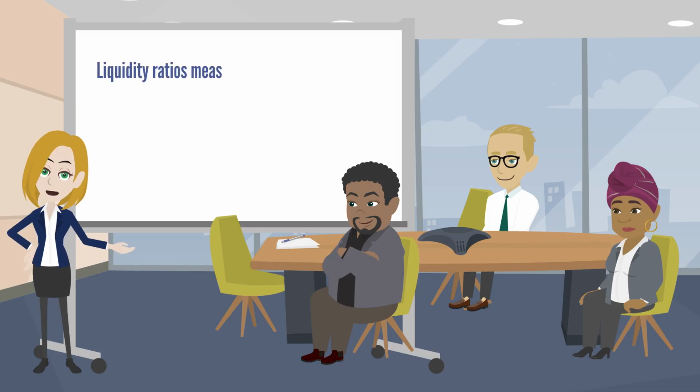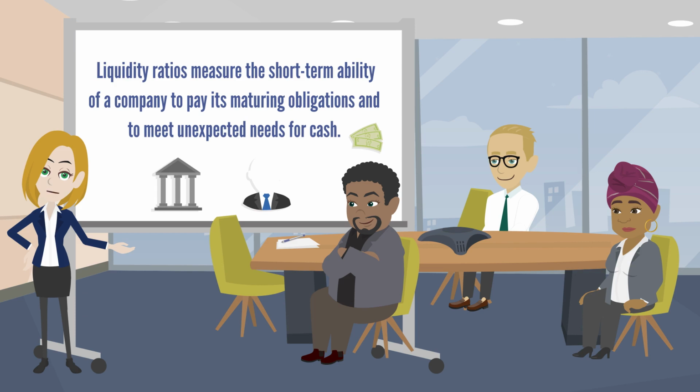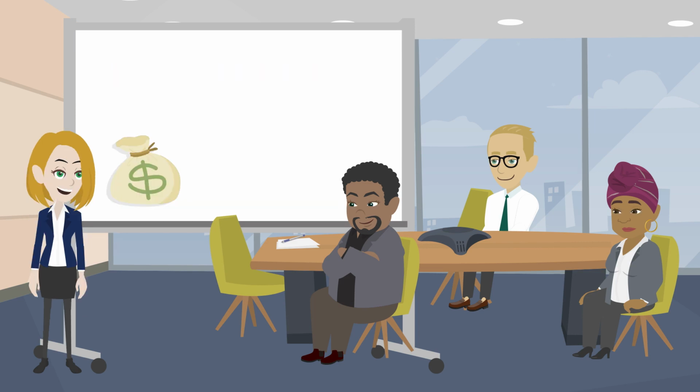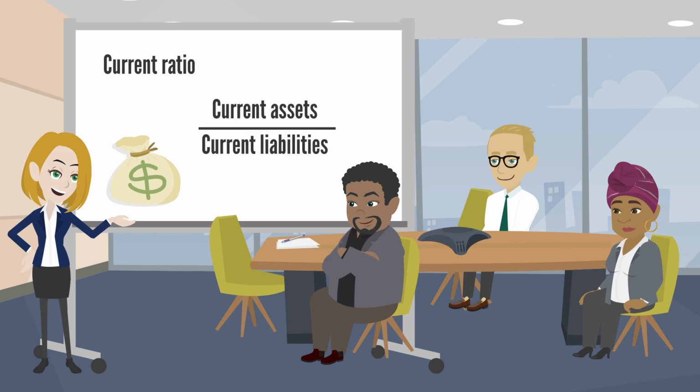Liquidity ratios measure the short-term ability of the company to pay its maturing obligations and to meet any unexpected needs for cash. Short-term creditors, such as bankers and suppliers, are interested in these ratios. A widely used ratio for evaluating a company's liquidity and short-term debt-paying ability is the current ratio. The current ratio is calculated by dividing current assets by current liabilities. The magic number is 1, so that a company has enough current assets to cover its current liabilities.